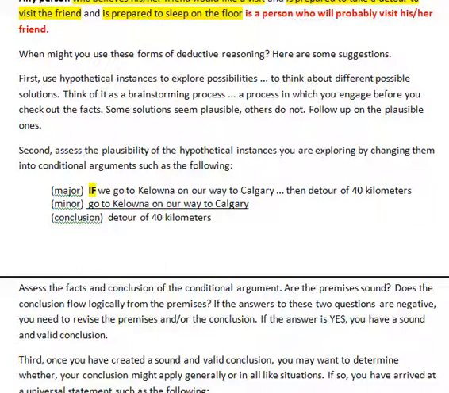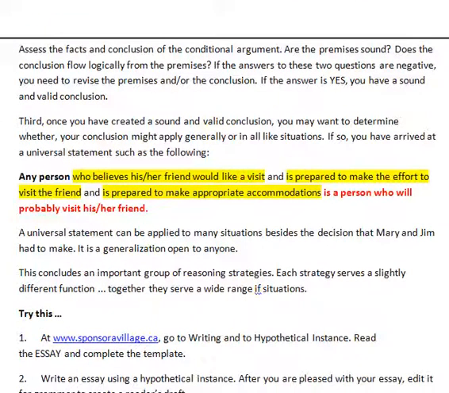Second, assess the plausibility of the hypothetical instance you are exploring by changing it into a conditional argument, as follows. Major: if we go to Kelowna on our way to Calgary, then detour of 40 kilometers. Minor: go to Kelowna on our way to Calgary. Conclusion: detour 40 kilometers. Assess the facts and conclusion of the conditional argument. Are the premises sound? Does the conclusion follow logically from the premises? If the answers to these two questions are negative, you need to revise the premises and/or the conclusion. If the answer is yes, you have a sound and valid conclusion.